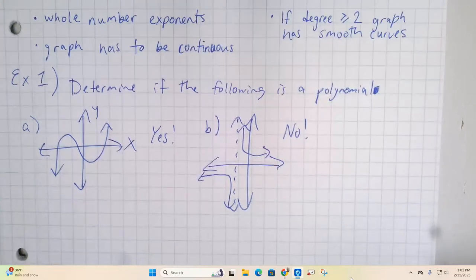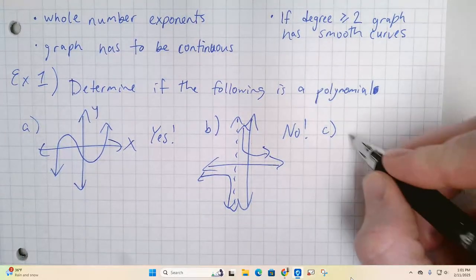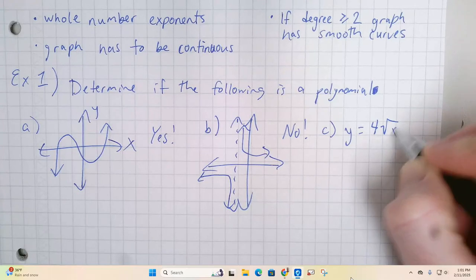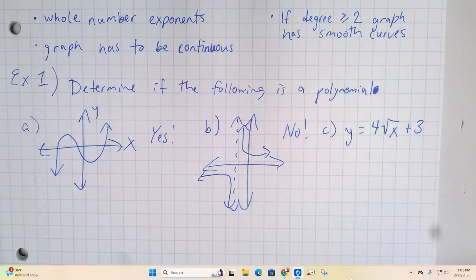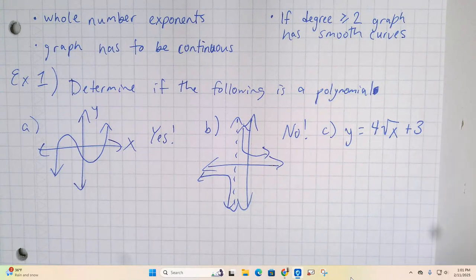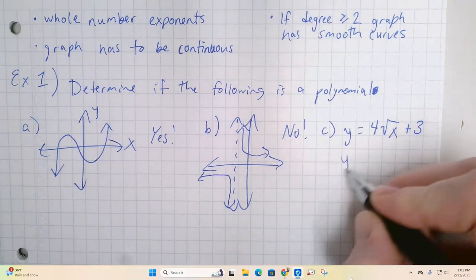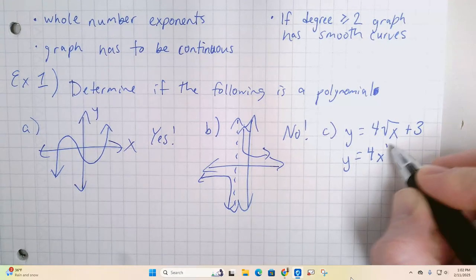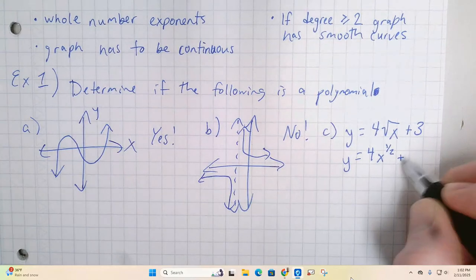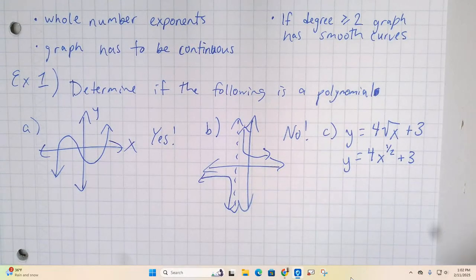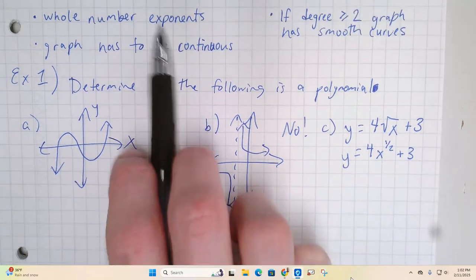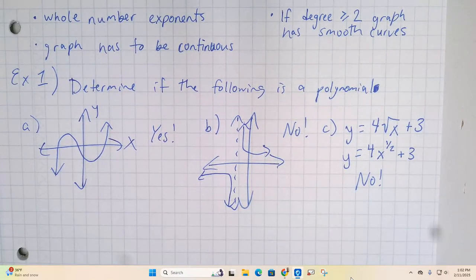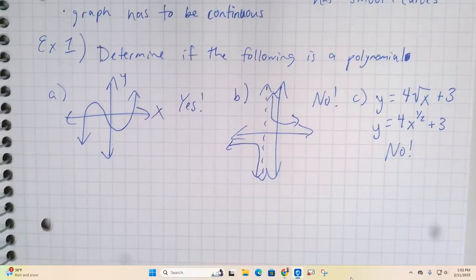And let's do one without a graph. What if we have just a function that looks like this? Y equals 4 and then square root x plus 3. And you may be wondering, do I need to graph it? Well, you can, but the easier way to determine if it's a polynomial would be to convert that square root to an exponent, which anything raised to the 1/2 is the same as saying square root. And since the exponent is not a whole number, as we learned before, this would be a no, it's not a polynomial.